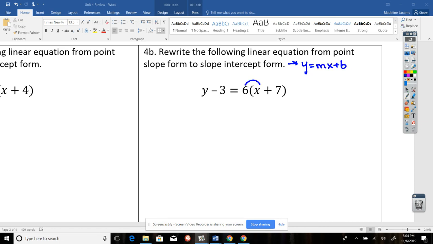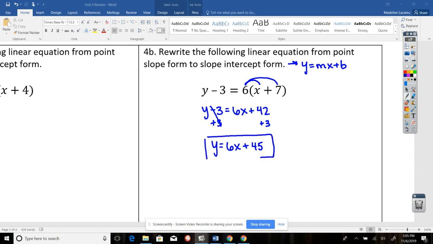So for here, I'm going to take the 6 and distribute. So I have y minus 3 equals 6 times x is 6x, 6 times 7 is 42. Now y isn't by itself yet because we have y minus 3. So to get rid of that minus 3, I need to add 3 to both sides. So that cancels out, and I get y equals 6x plus 45. And that will be our answer.